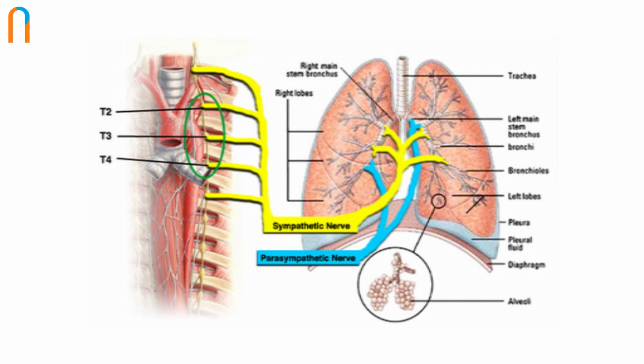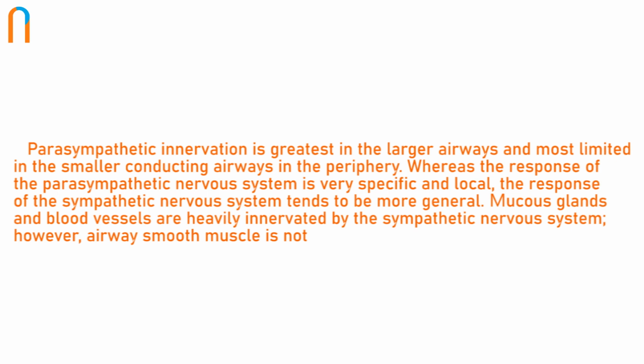Parasympathetic fibers also innervate the bronchial glands, and these fibers, when stimulated, increase the synthesis of mucous glycoprotein, which increases the viscosity of the mucus. Parasympathetic innervation is greatest in the larger airways and most limited in the smaller conducting airways in the periphery.